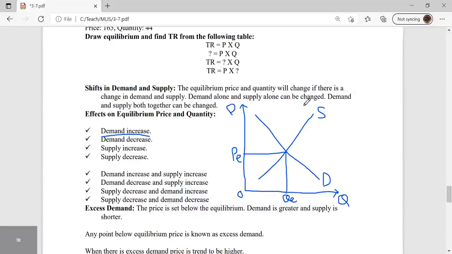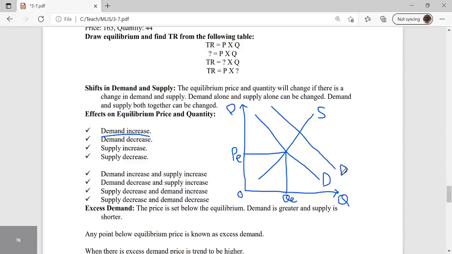Now let's talk about an example where demand is increasing. For example, what will happen to the price of rice if the population is increasing? Think step by step. The population is rising, so what will happen to demand? The demand will rise, right? So it will shift to the right, a parallel shift to the right.